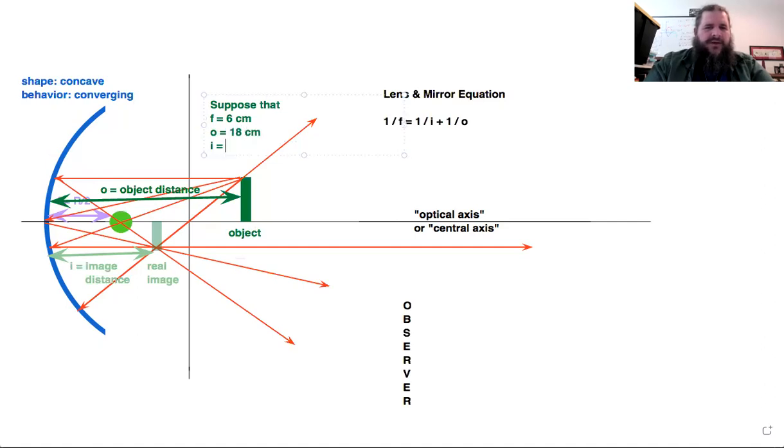And we want to find where the image appears. So we can do that just by substituting these into the equation. We can say 1 over 6, and I'm going to leave off the units for now because everything's going to be in centimeters anyway, equals 1 over the unknown image distance plus 1 over 18. How would you then solve that for I?